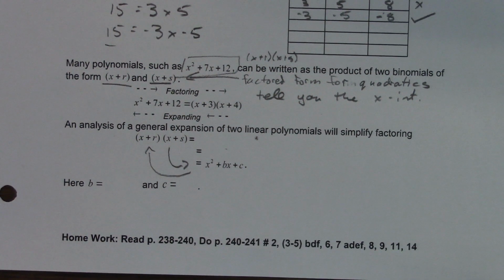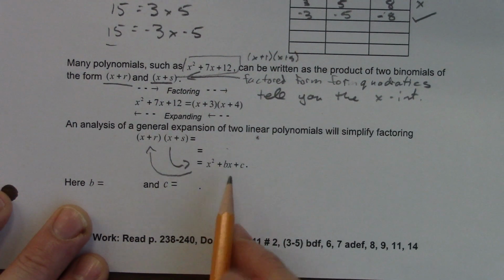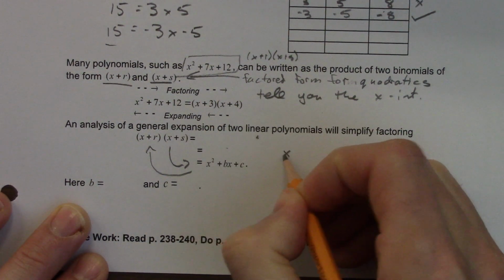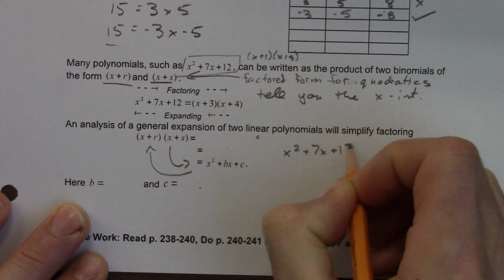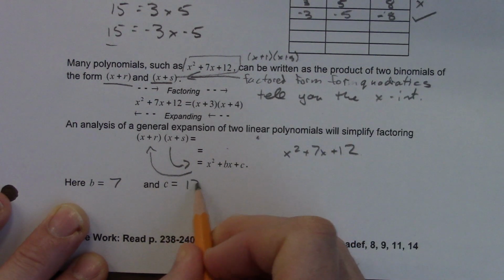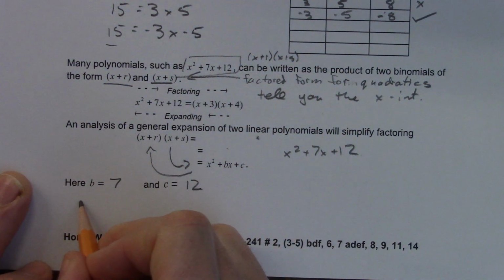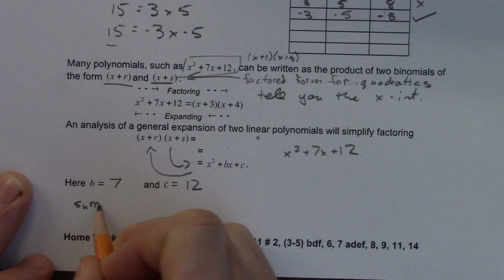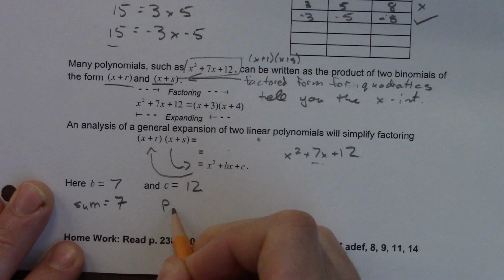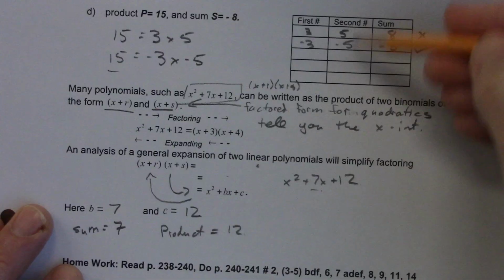Okay? So here we can see that, if we're talking about this expression here, x squared plus 7x plus 12, we know b is 7 and c is 12. Right? So if that's the case, we need to find two numbers where the sum is equal to b, 7, and the product is equal to c, 12. That's why we're doing all this stuff up here.